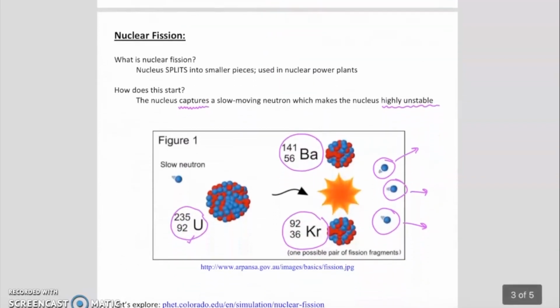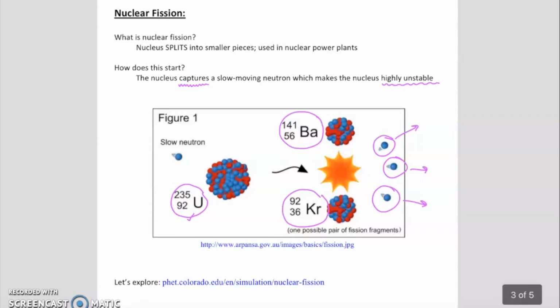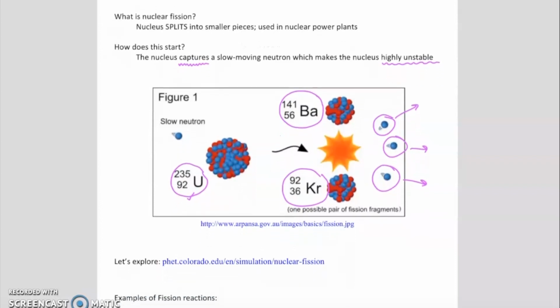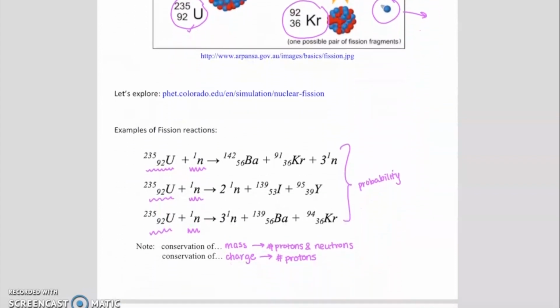We talked about fission, where the nucleus is splitting apart. It captures a slow-moving neutron, becomes highly unstable, and splits. It's really a way of becoming more stable in the products. We saw some reactions of fission, some examples where really probability determines which one will happen. But we do know in all of those examples, conservation of mass and conservation of charge must hold true.